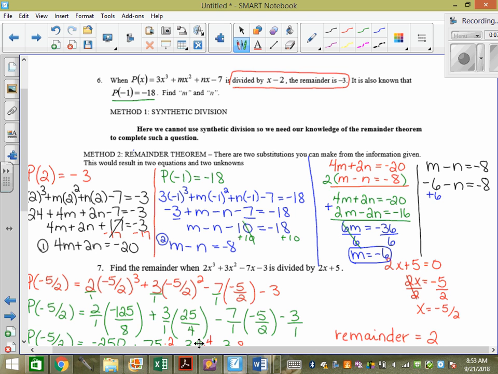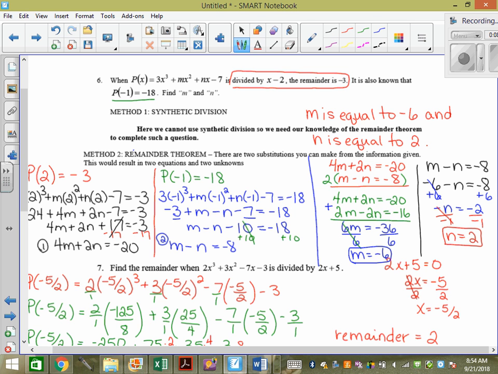Add 6. Negative n equals negative 2. And then what do I have to do? Either multiply by negative 1 or divide by negative 1. So I get n equals 2. So then I would say m is equal to negative 6 and n is equal to 2. Could we check these?